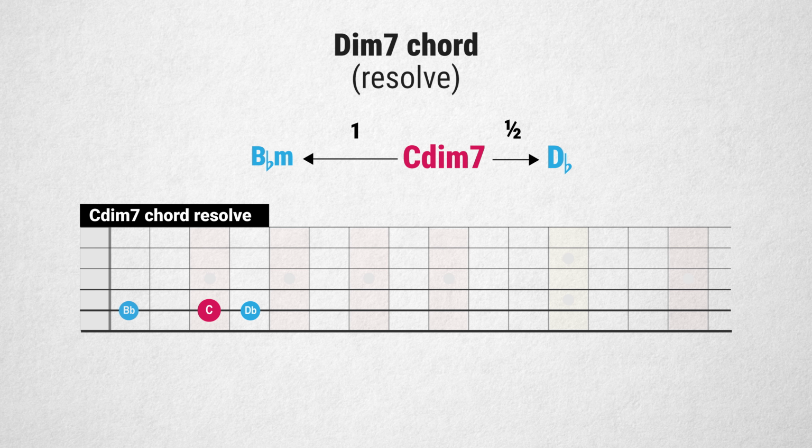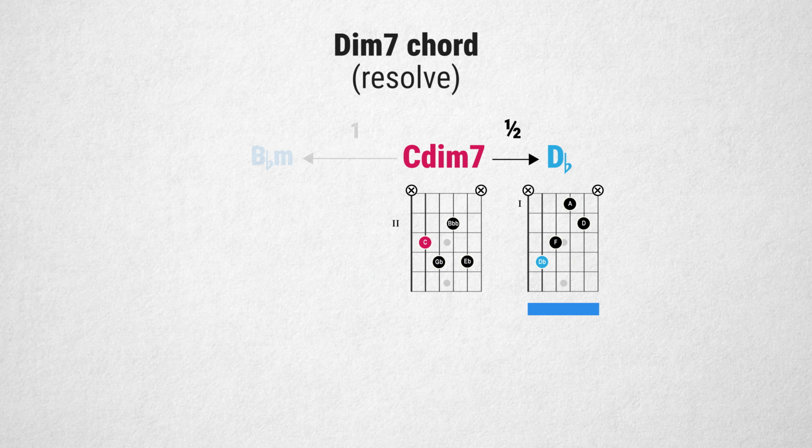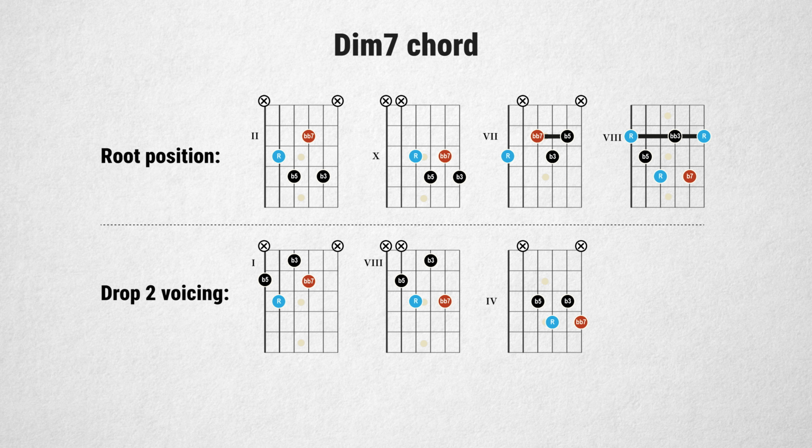The diminished 7 chord is dissonant and unstable and wants to resolve to a major chord that is a half step higher or a minor chord that is a whole step lower. So C diminished 7 resolves either to D flat major or B flat minor. Here you see some shapes of the diminished 7th chord in root position and drop 2 voicing.